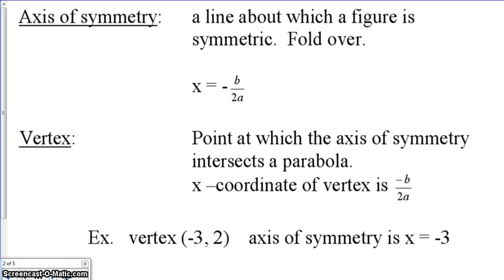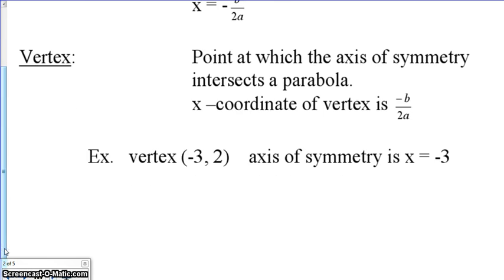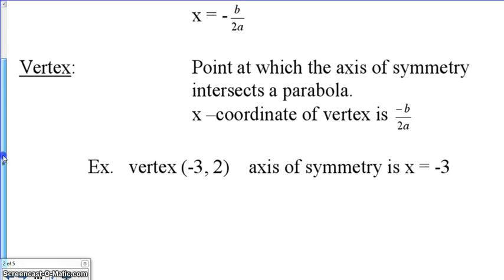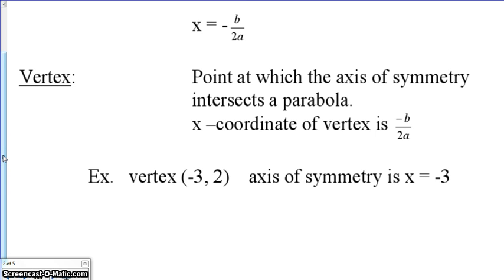The x-coordinate equals negative b over 2a, and that helps us find the x-coordinate for our vertex. For example, if our vertex is the coordinate negative 3, 2, the axis of symmetry equation is x equals negative 3. So there is a formula to find the equation for your axis of symmetry. Again, that equation is x equals negative b over 2a, and that x-coordinate of your vertex is the axis of symmetry equation.